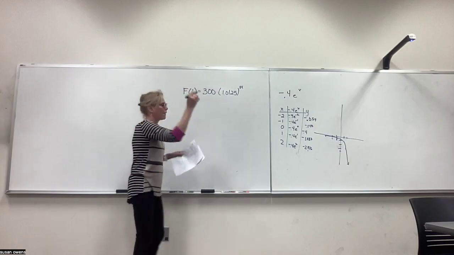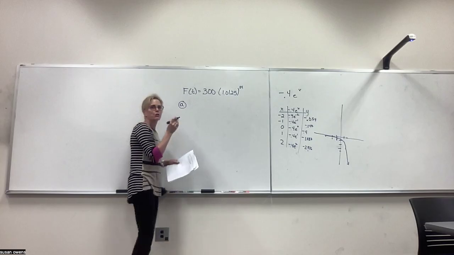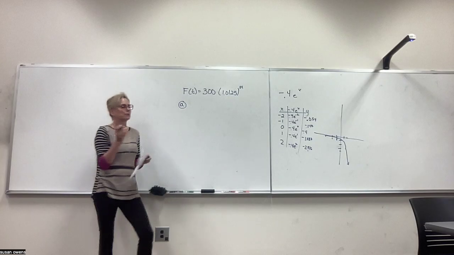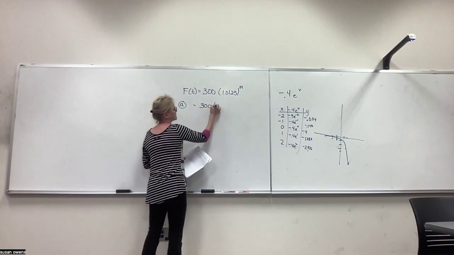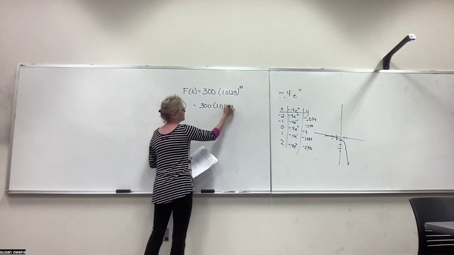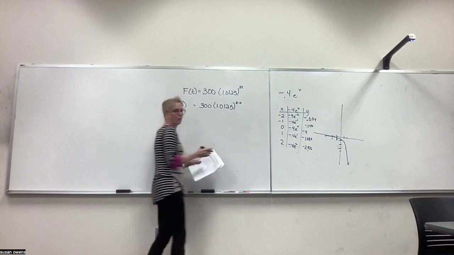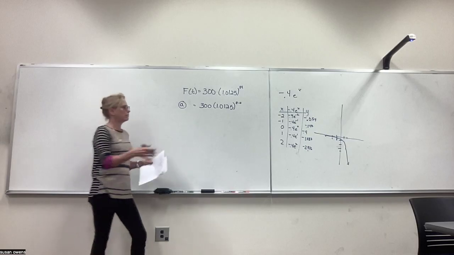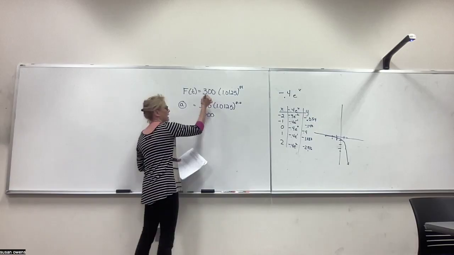But if you forget that, whenever you want the initial value of something, you're just letting time be 0. So it's equal to 300 times 1.0125 to the 8 times 0. Anything to the 0 power is 1. So that's just going to be 300 times 1, or 300.